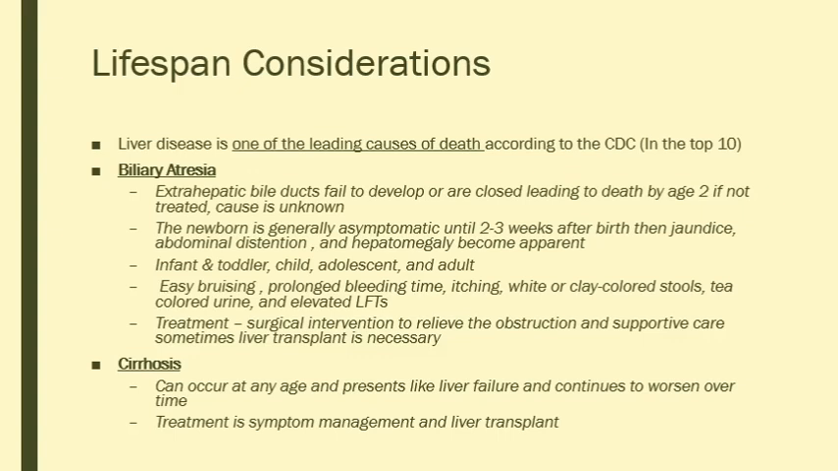Biliary atresia needs to be taken care of before the age of 2. If not, they will die. So treatment is surgical intervention to relieve the obstruction, and supportive care. Sometimes they do a liver transplant. If they do a liver transplant, then the patient has to take anti-rejection medications for the rest of their life. Cirrhosis can occur at any age, presents like liver failure, and continues to worsen over time. Treatment is symptom management and liver transplant.